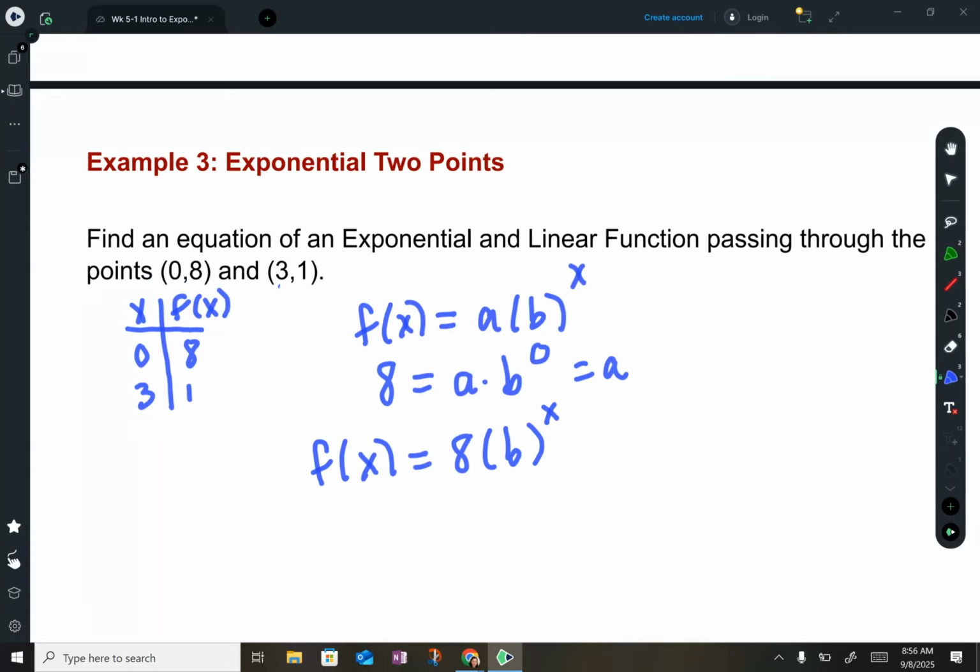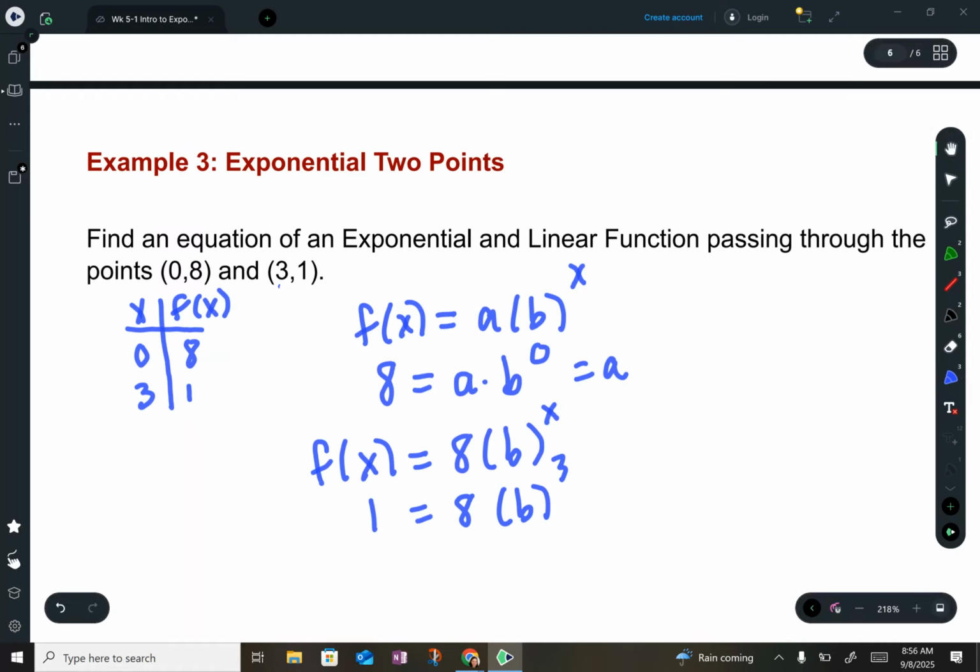We're going to plug in our second point, which is 3, 1. So 1 is our output equals 8 times our value b to the third power. All right, we need to solve this one since we aren't given consecutive values.